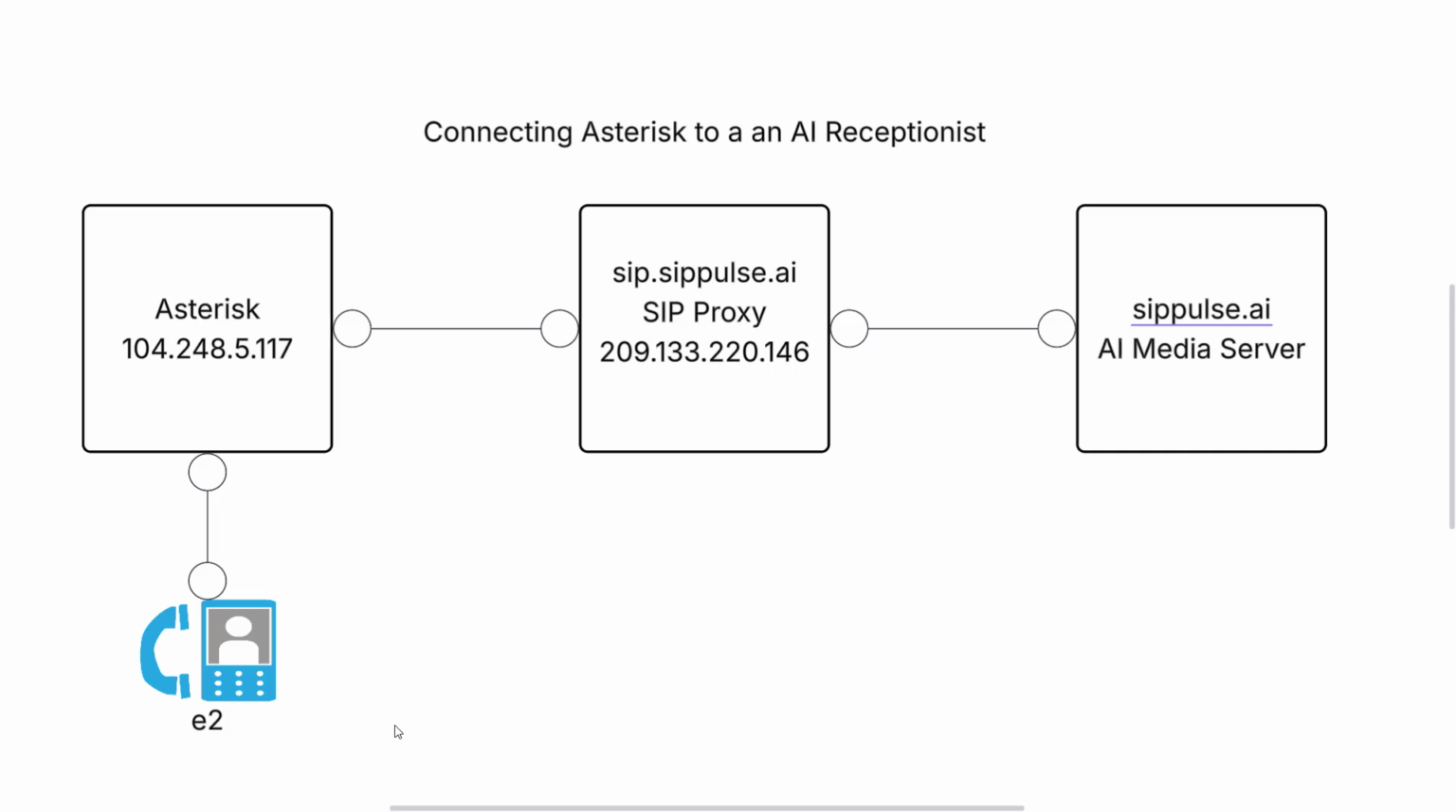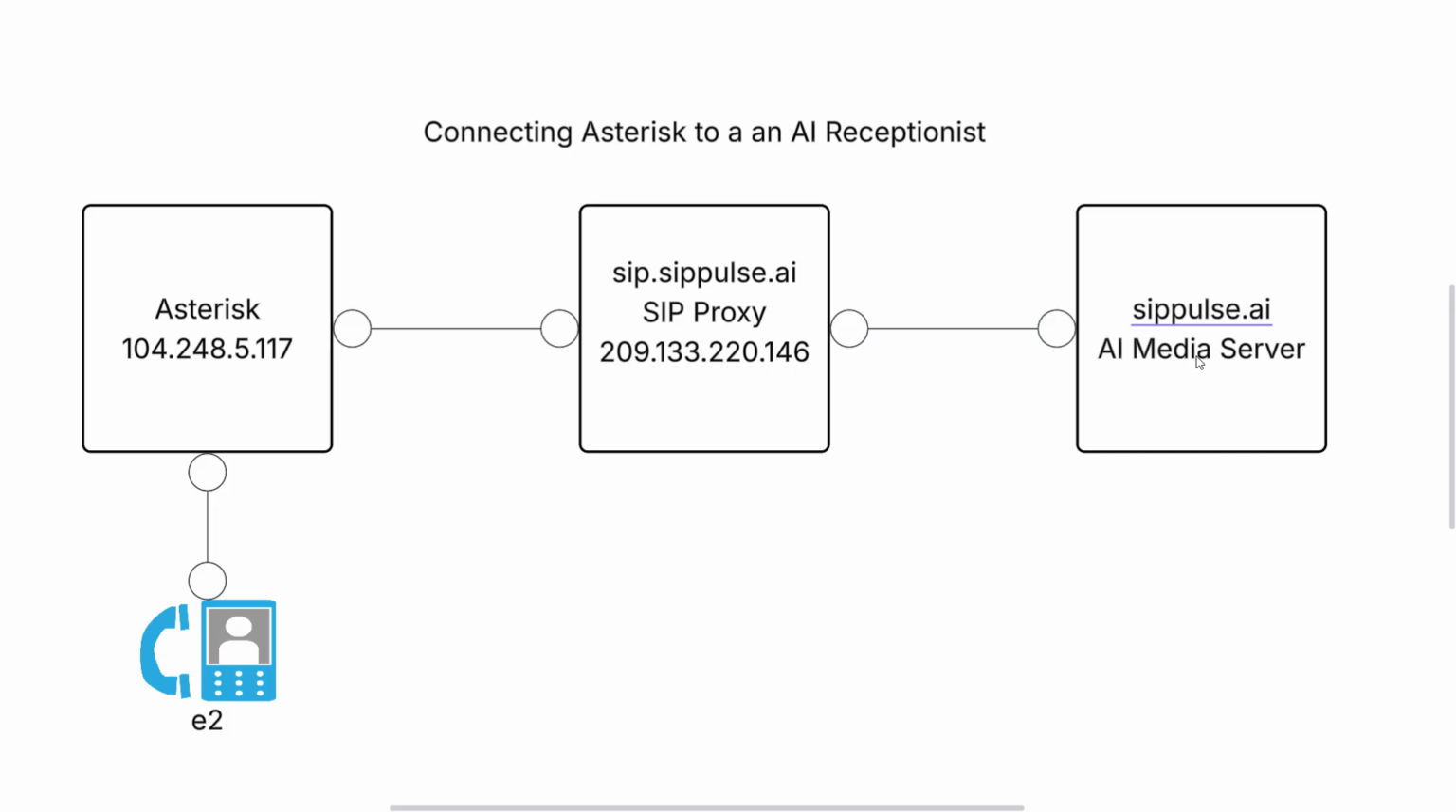Hi, this is a small tutorial on how to connect Asterisk to an AI receptionist. So here I have an Asterisk server. Here I have sip.sippulse.ai, our SIP proxy. This SIP proxy is in charge of providing security to our SipPulse AI media server, right?